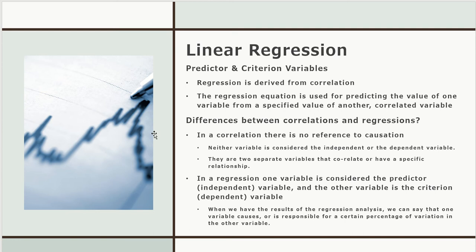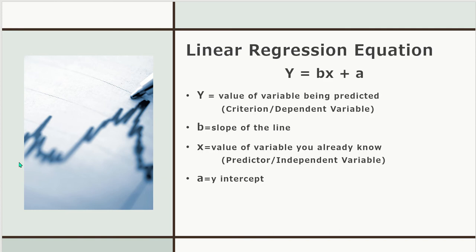In a regression, one variable is considered the predictor variable or independent variable, and the other one is considered the criterion or dependent variable. So when we have the results of regression, we can say that one variable causes or is responsible for a certain amount of variation in the other variable. And linear regression is based on this equation, y equals bx plus a.